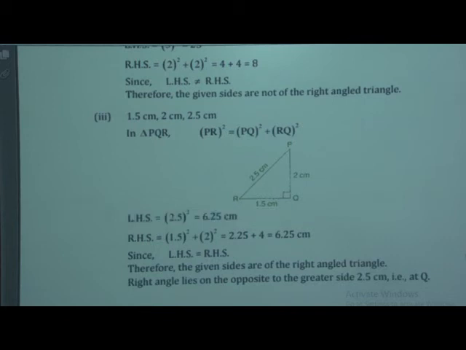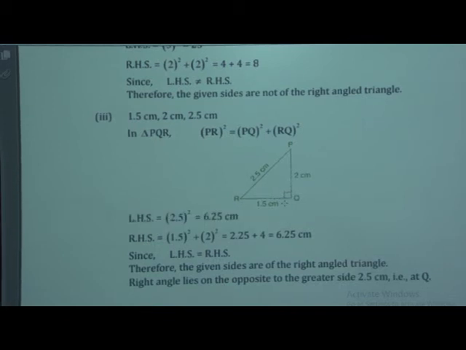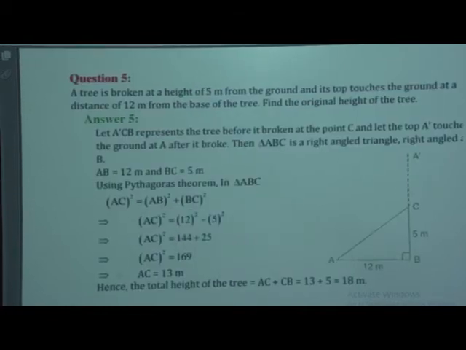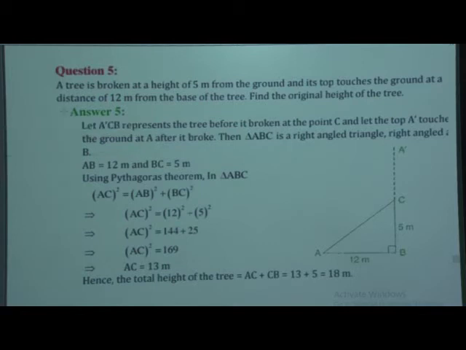Which is the right angle? It is at Q, which should be at 90 degree. So we can say that the angle opposite to the hypotenuse is angle Q, which is at 90 degree, which satisfies the right angle triangle property. We will go for the next example.